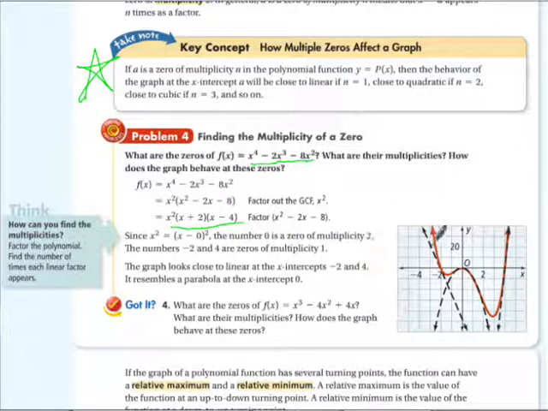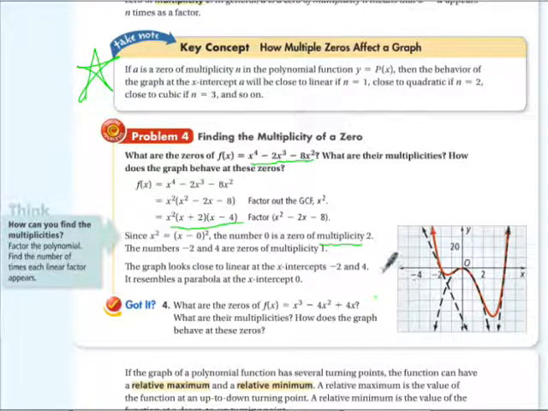So what that means is you'll notice that the red part, that's the actual graph of this function. If we look closer at the x-intercepts, since x squared equals x minus 0 squared, then the number 0 has a multiplicity of 2. The numbers negative 2 and 4 have multiplicities of 1.